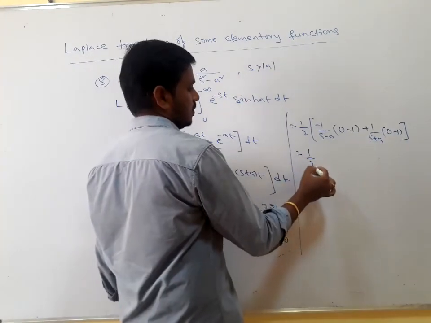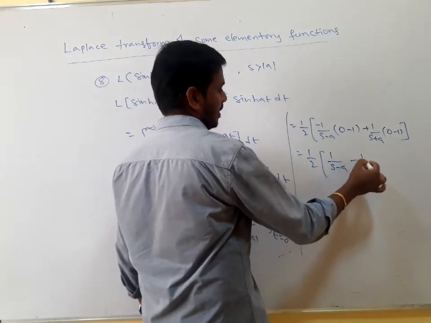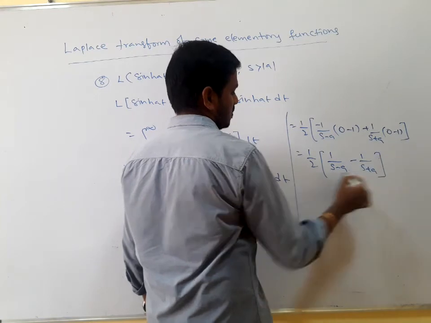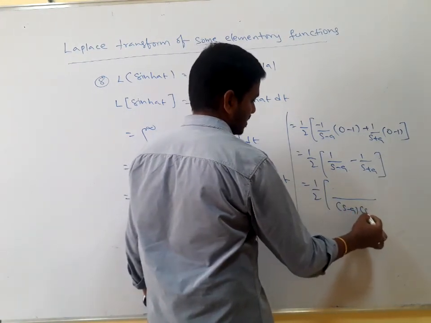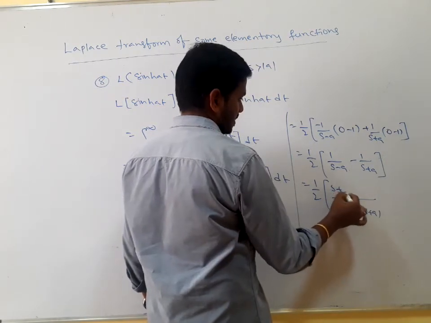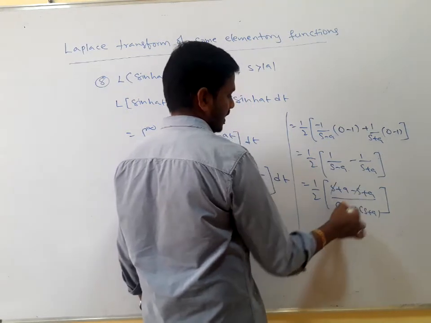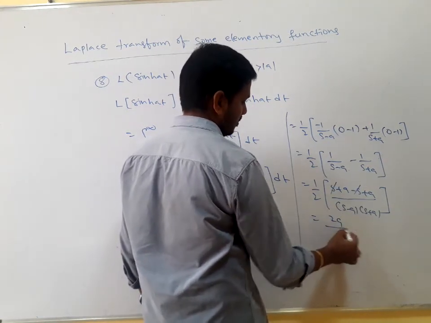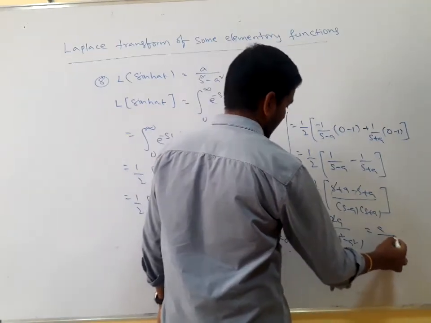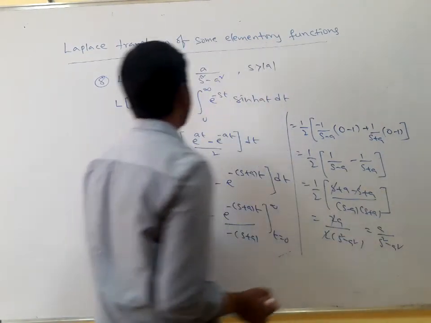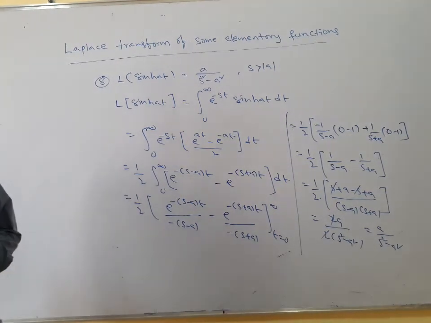So this is 1 by 2 into, we have minus into minus plus 1 divided by s minus a, minus 1 divided by s plus a. What is the LCM here? 1 by 2 into (s minus a)(s plus a). The numerator is s plus a minus s plus a, so s gets cancelled, a plus a is 2a, divided by 2 into s square minus a square. The 2 gets cancelled, giving a divided by s square minus a square. Therefore, the Laplace transform of sinh at is a divided by s square minus a square.